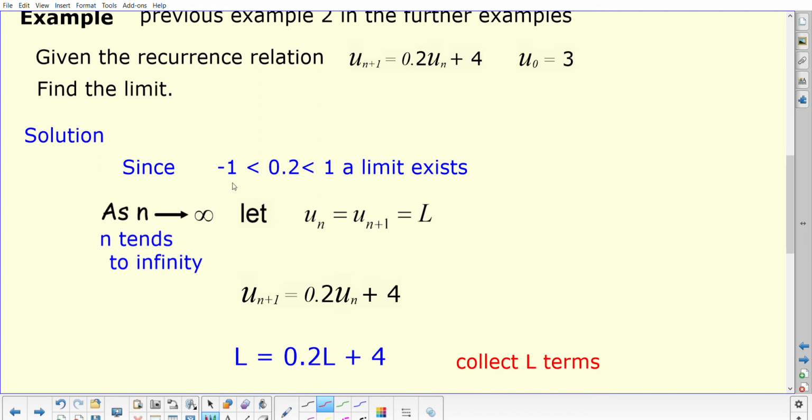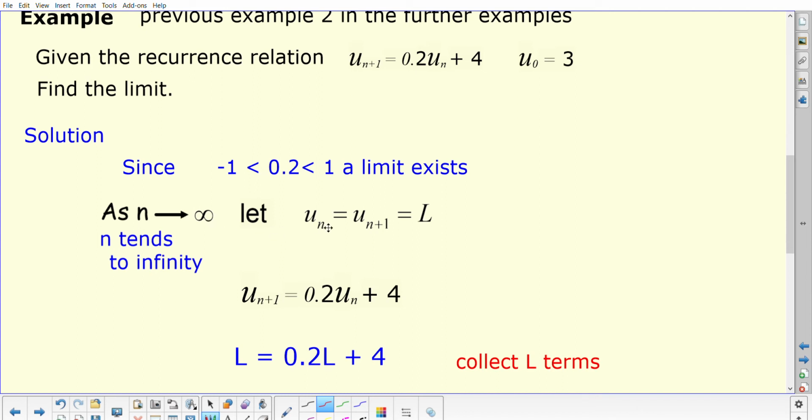So you'd say since -1 less than 0.2, that's the value in front of un, less than 1, a limit exists. That's part of your working. That needs to be stated. So what we're saying is n tends to infinity, right? So you'd write that little symbol there, n, then the little arrow, and that's the infinity symbol.